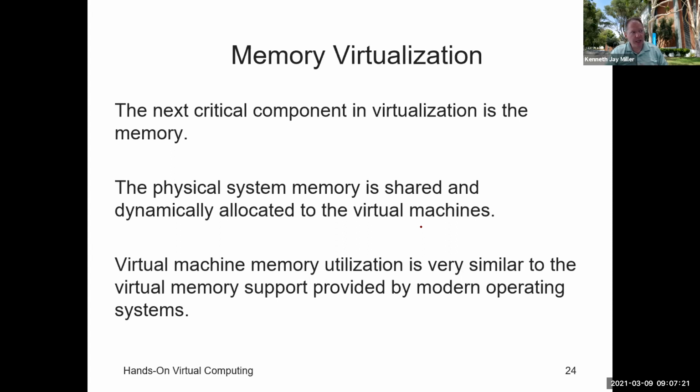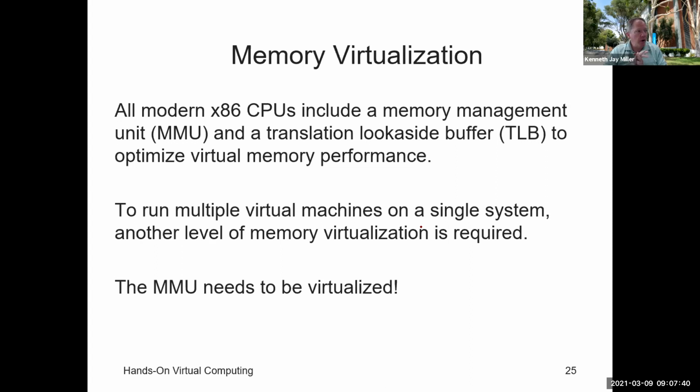So the way our VMs work is similar to that. They'll look in the virtual processor, then they'll look in the virtual memory, and then they'll look in the system hard drive for the virtual memory there. Okay. Now, all modern x86 CPUs include a memory management unit, or an MMU, that can do a translation lookaside buffer, or the TLB.